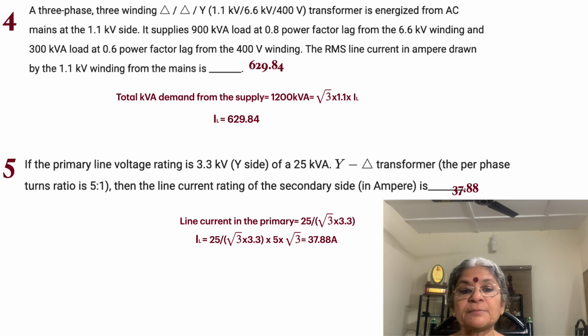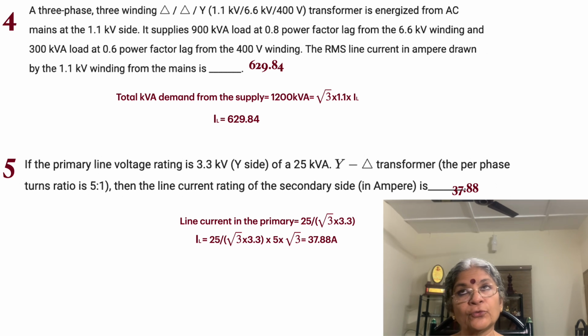The transformer per phase turns ratio is 5:1. So the turns ratio is 5:1, that is V1 by V2 is equal to 5, or I2 by I1 is equal to 5. Okay, V1 by V2 is equal to I2 by I1 is equal to 5. Then the line current rating is what is asked. The line current rating of the secondary side is what? So what is the secondary side?